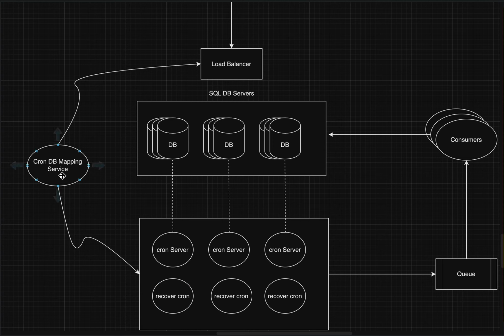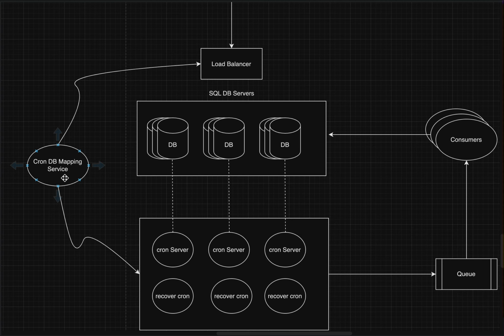Who is responsible for maintaining that every shard has its cron server and recover cron? We'll have one cron DB mapping service. We'll create this service, or we can also take help of ZooKeeper, which is from Apache. It will help us manage these mappings. How does this mapping service work? It has an idea of how many shards there are, because it can listen to load balancer APIs. The load balancer also has some set of APIs which it uses for load balancing and saving instances. So a load balancer is also a service basically.